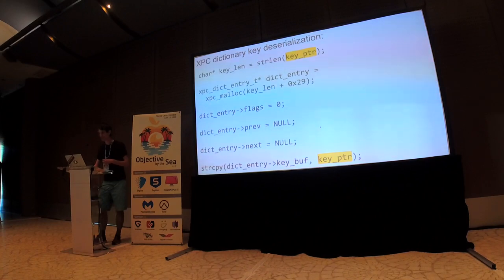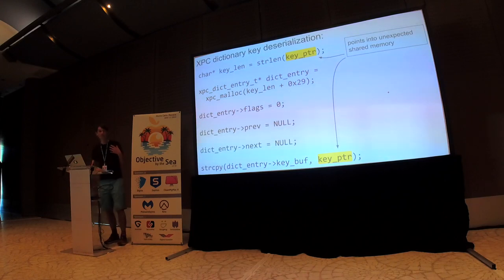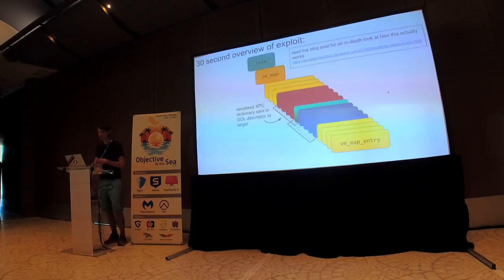But we can also just use Hex-Rays, and Hex-Rays tells us strlen, work out what the fields are, strcpy. So there is a double fetch here in the sense that if the memory pointed to by this changes, then strcpy is going to copy more than we malloced, because this points into our now unexpectedly shared memory.